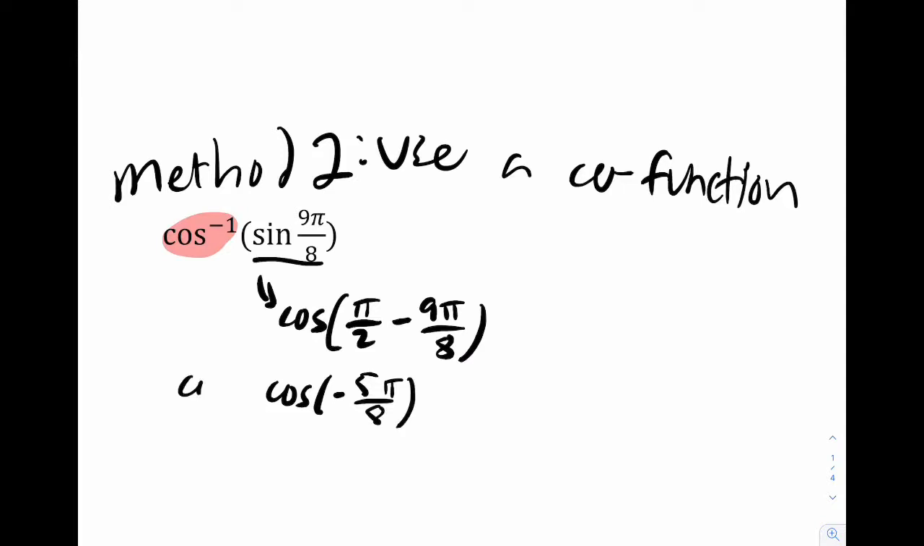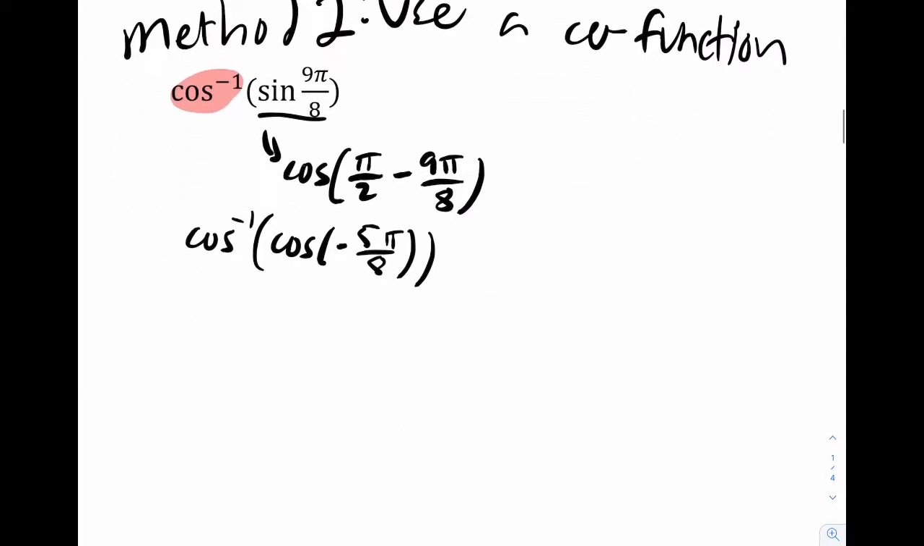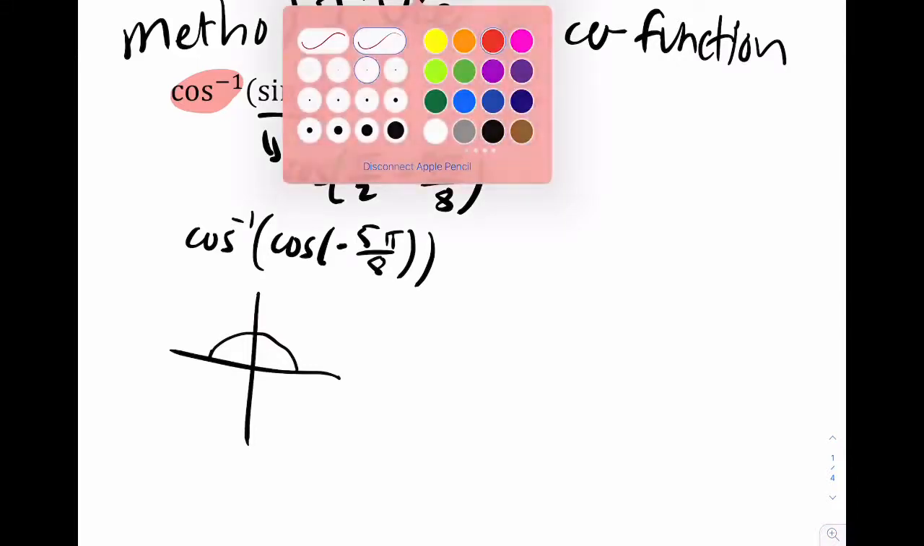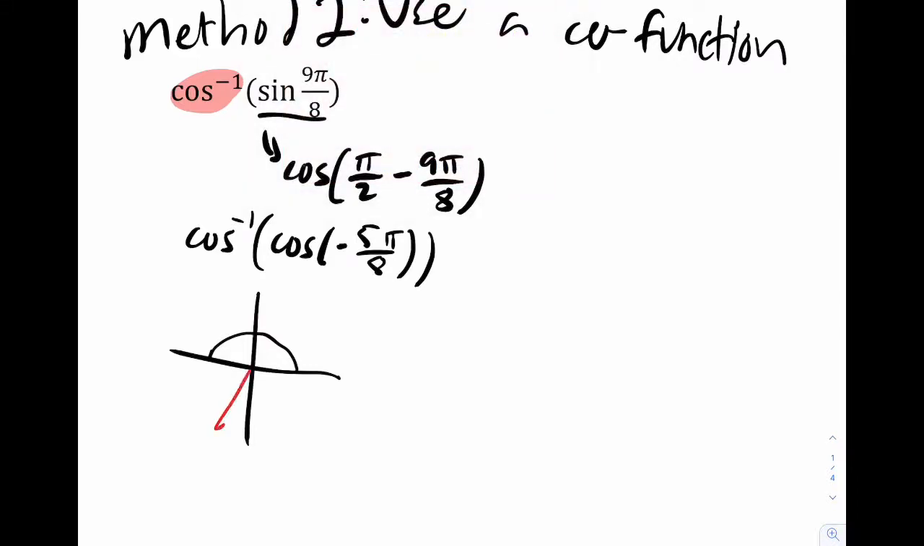And now look at that. Now it's exactly like what we were doing earlier. Now it's a regular circle problem. Cosine inverse, you highlight quadrants 1 and 2. Negative 5 pi over 8. That would be right about here.